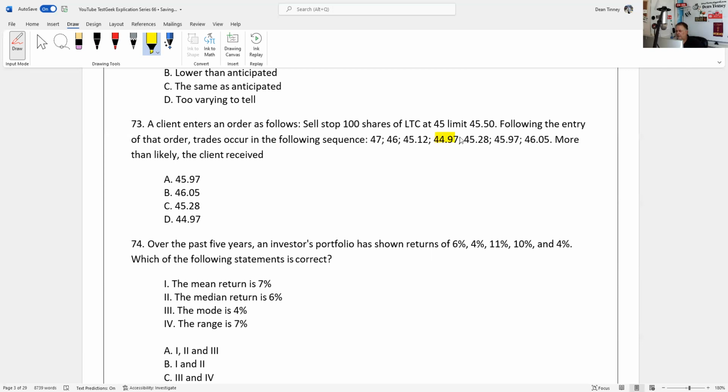Ding, ding, ding, ding, ding. There's no way on a number line to go from 45.12 to 44.97 without trading through 45. So now we have a live limit order to sell at 45.50 or more. So I'm not going to accept 45.25. I will accept 45.97. So again, this is more Series 7 flavor. Hopefully you 7s, it should look familiar.